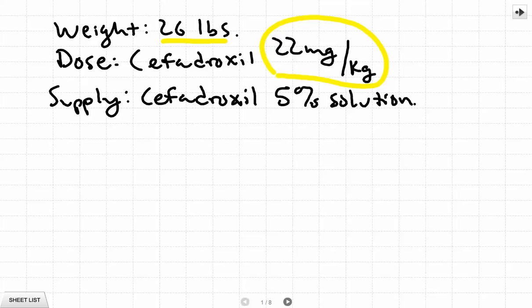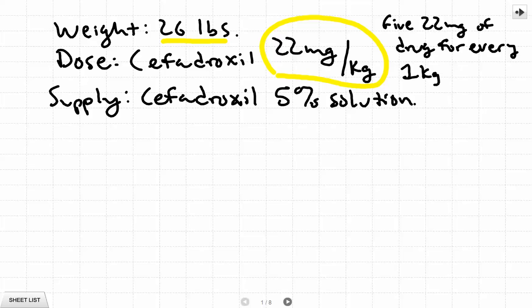So what that means is give 22 milligrams of drug for every 1 kilogram of patient weight. So that's what we mean by a drug dosage by the weight of the patient. The amount of the drug is directly related to how much the patient weighs.